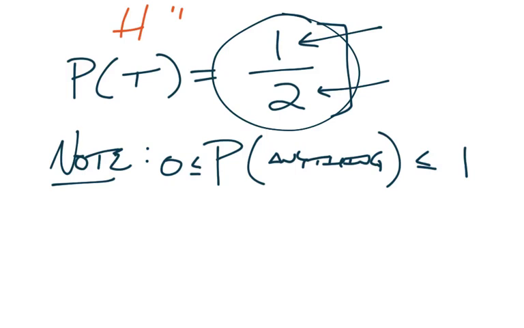Okay, all our probabilities will always be between 0 and 1. If you're doing a problem and you get a number for a probability that is less than 0 or bigger than 1, you have made an error. Okay? No probability can be bigger than 1. No probability can be less than 0.